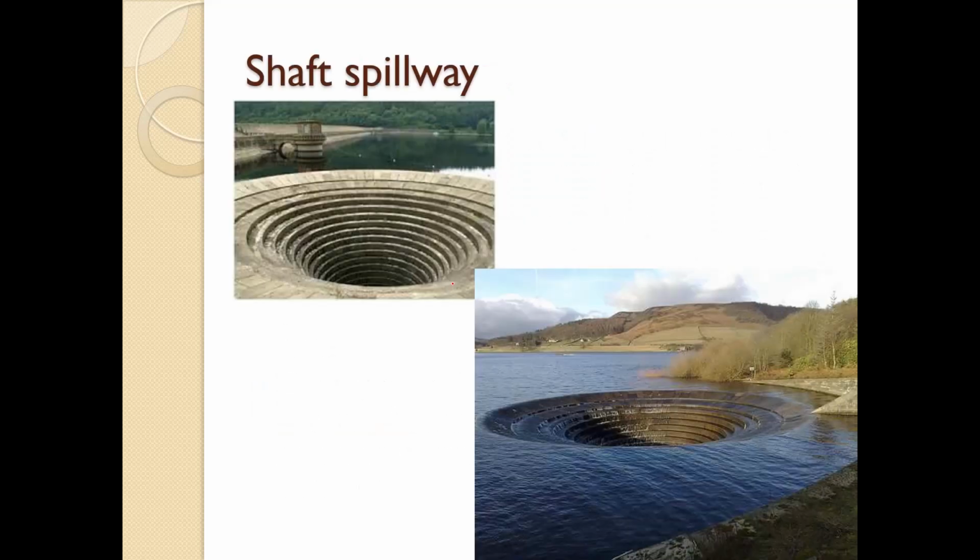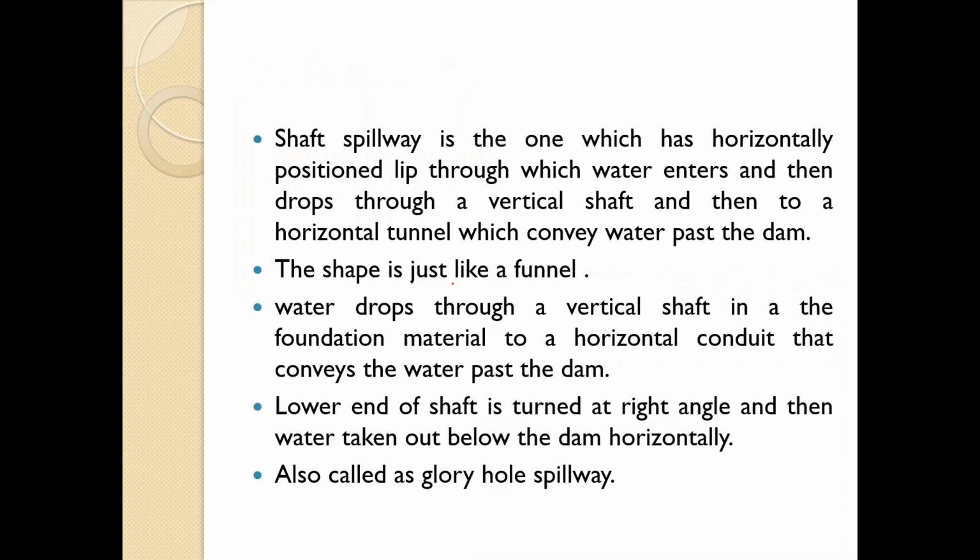Now the shaft spillway. In this shaft spillway, as you can see in the figure, the water from the reservoir enters into the vertical shaft, which conveys this water into the horizontal tunnel, which finally discharges the water into the river downstream. Sometimes the vertical shaft may be excavated through some natural rocky island or rocky spur existing on the upstream side of the river near the dam.